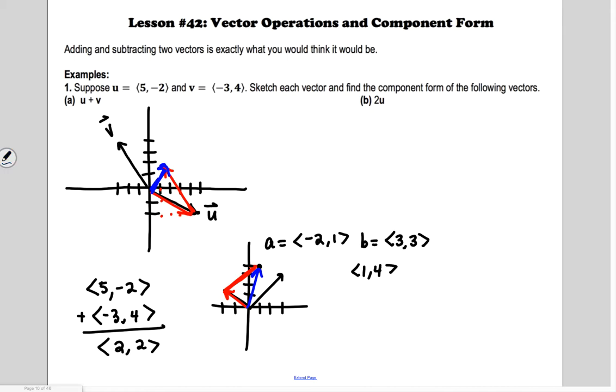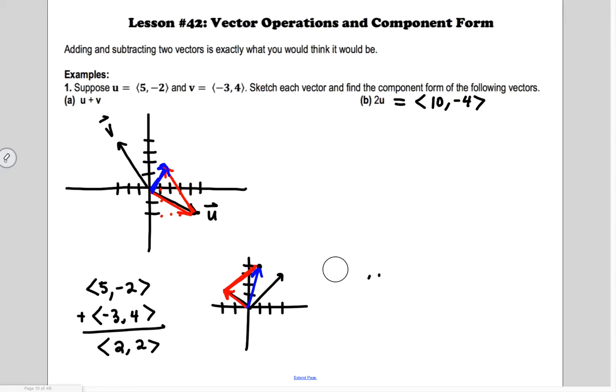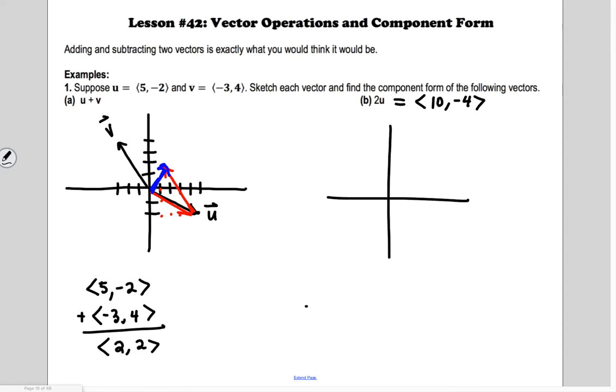All right, so if I have 2u, any guesses at what 2u is going to be? Yeah, you're just going to multiply by 2. We're going to get 10, negative 4, because we would have the 5, negative 2 added to another 5, negative 2. So let's look at what this is geometrically. So we're going to have u, which was 5, negative 2.